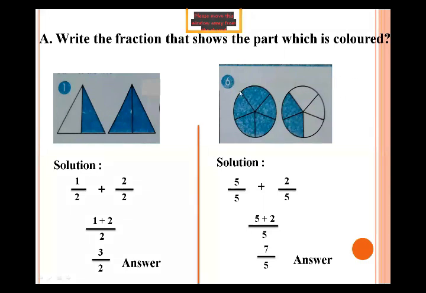From the same exercise, question number 6. See the solution. First you observe the whole shape. This shape is divided into how many parts? 5 parts. All 5 parts are shaded. It means the fraction number matched is 5 upon 5. Move to the next. This circle is also divided into 5 parts. The shaded parts are 2. The fraction number becomes 2 upon 5.